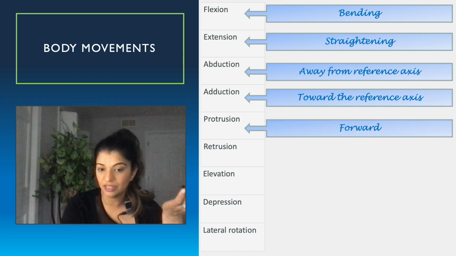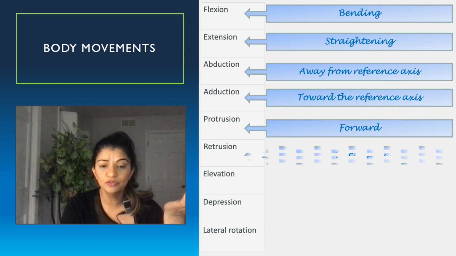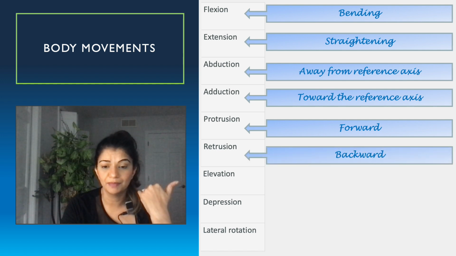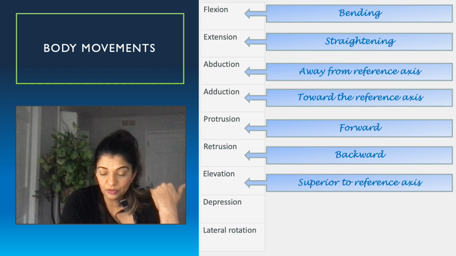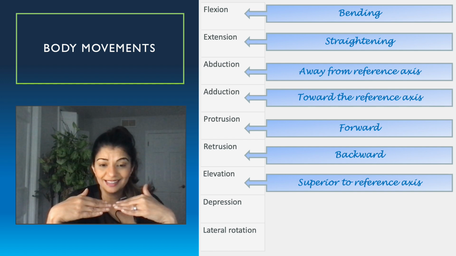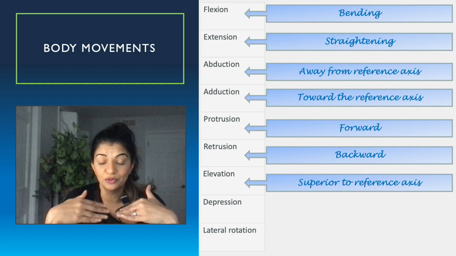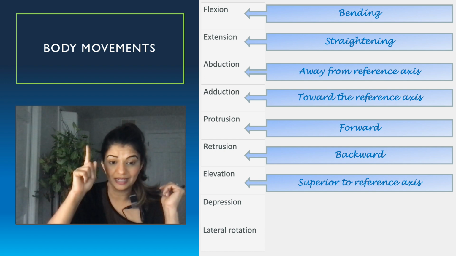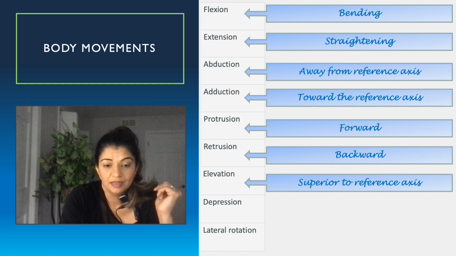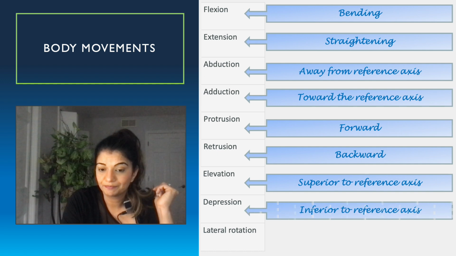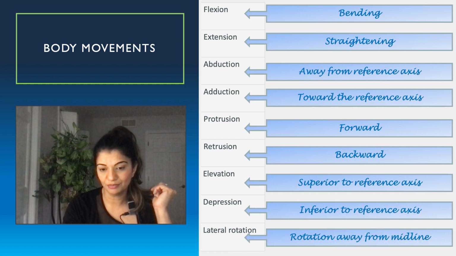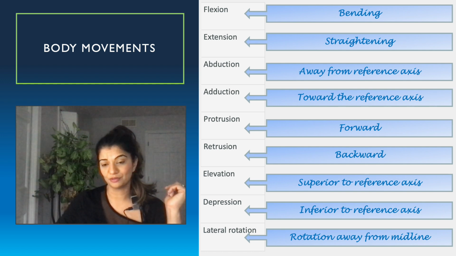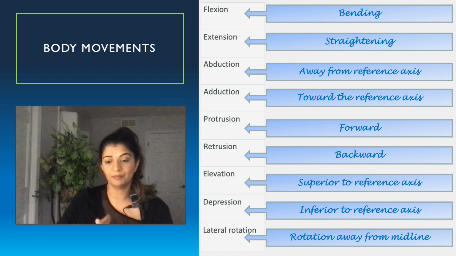Protrusion is like sticking your tongue out or forward, and retrusion would be pushing it back in. Elevation is like when you elevate your shoulders. Superior to the reference axis is what you're doing. Superior, remember, is up, so you're moving in the superior direction. Depression is going to be inferior, and then lateral rotation is going to be away from midline. So let's say this is lateral rotation. I'm moving away from midline.